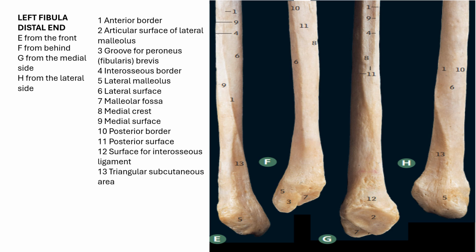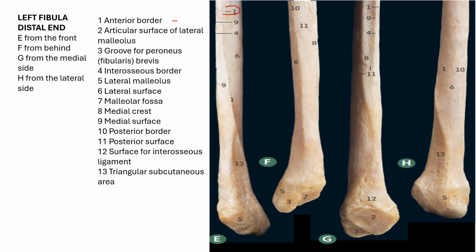Now we will look at the landmarks on the fibula at the distal end. So E is the anterior, F is the posterior, J is the medial and H is the lateral side of the fibula. So when we start, we will see that the first one is the anterior border.